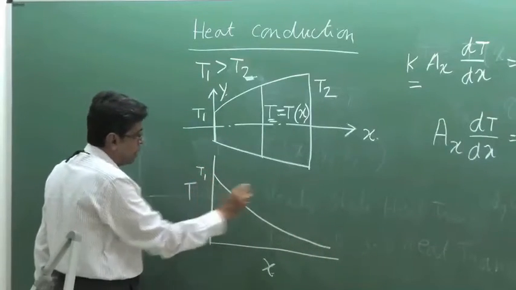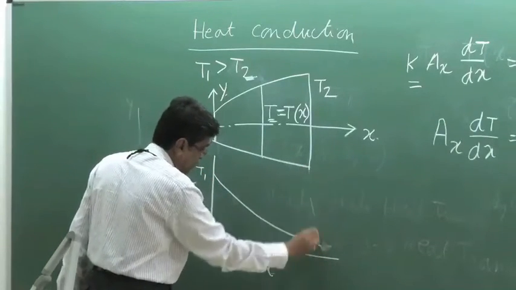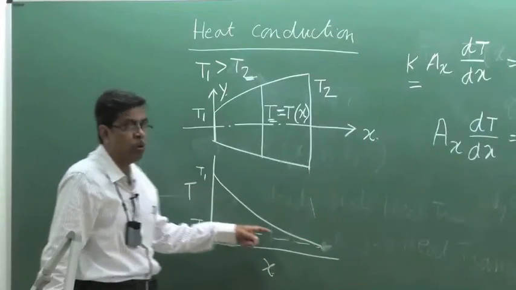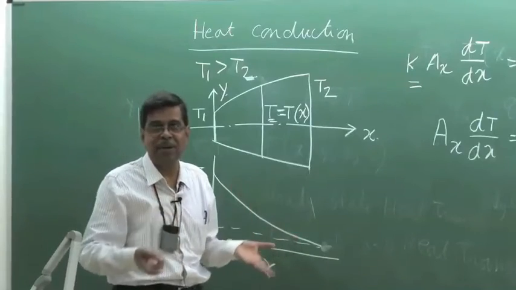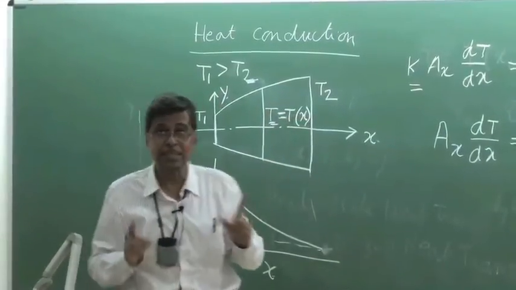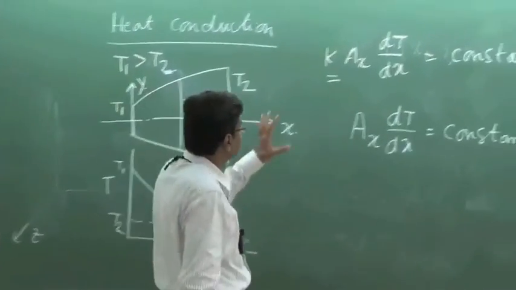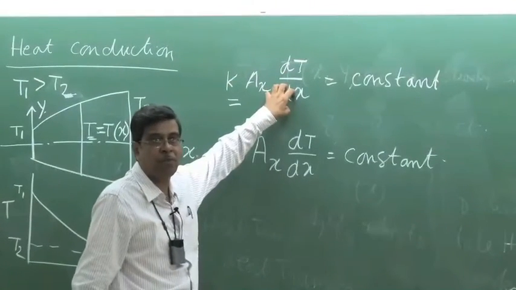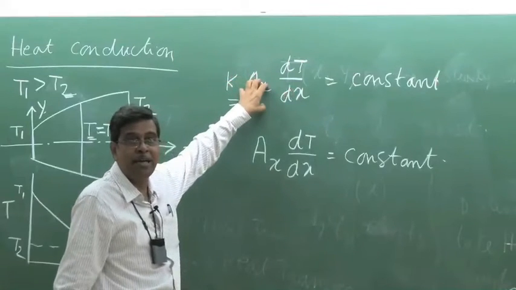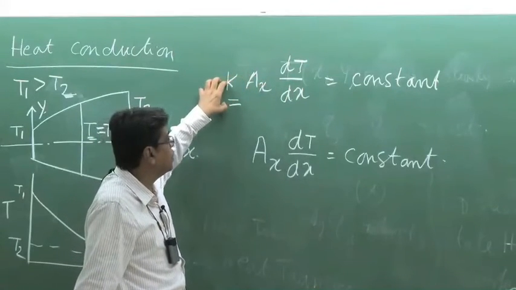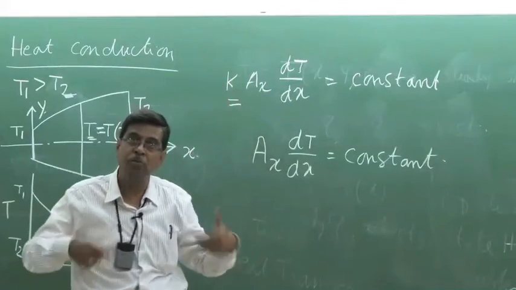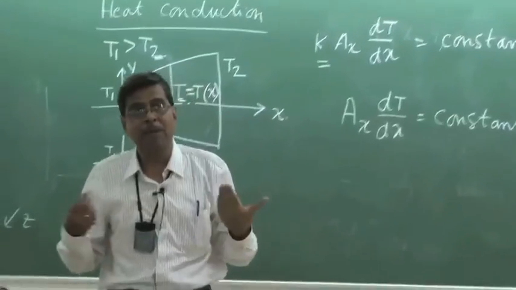This is T1, sorry, this will go like this. So, this is T2. That means the slope goes on decreasing. It is just the reverse if this is a converging bar. So, this is clear. So, therefore, the essence is that K Ax dT/dx is constant for one-dimensional steady-state heat transfer. K may vary, A may vary. K may be a function of temperature. Since T is a function of x, K varies with temperature, it will also be a function of x. A may be a function of x.